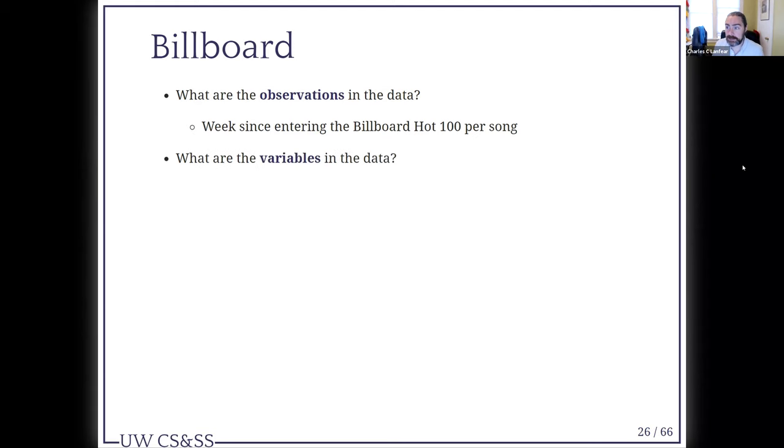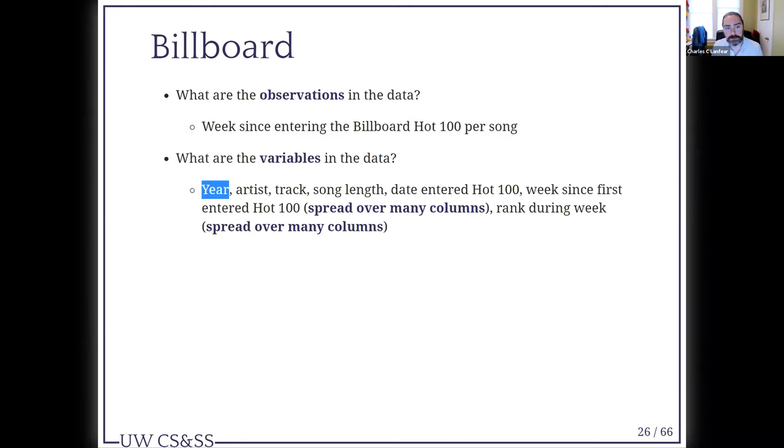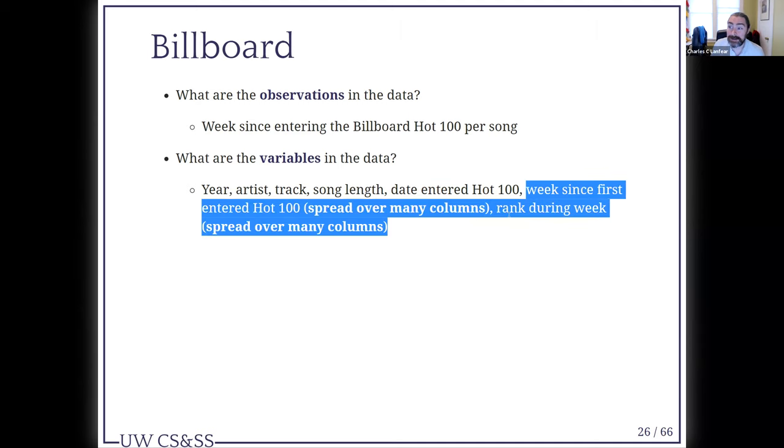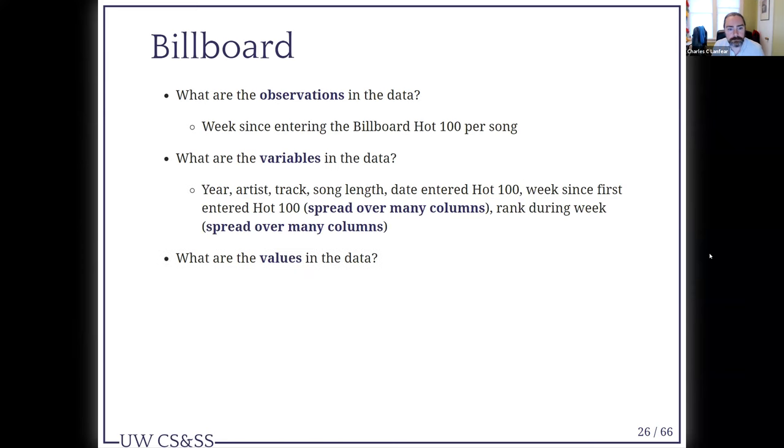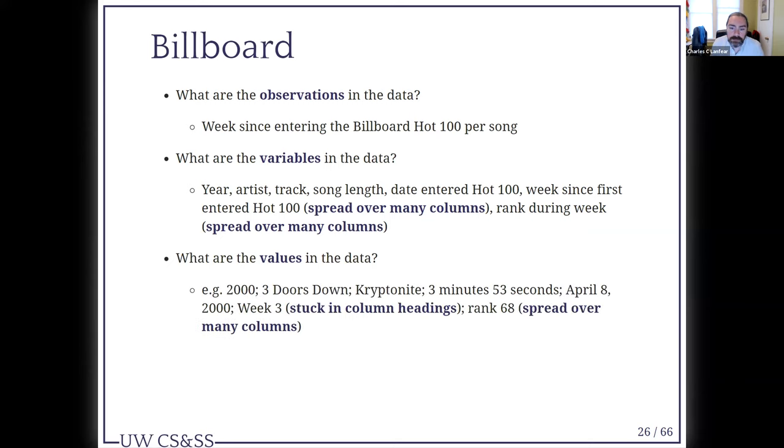Next, what are the variables in the data? Some of these are obvious, some are less obvious. Obvious ones are the year, which is useless, the artist, the track, the song length, and date entered it hit the Hot 100. But the less obvious ones: the week since first entering the Hot 100 is a variable in our data, but it's spread over 76 columns. And then the rank it was during that week is spread over those 76 columns. These are two variables which just happen to occupy 76 columns when they really should be in their own columns.